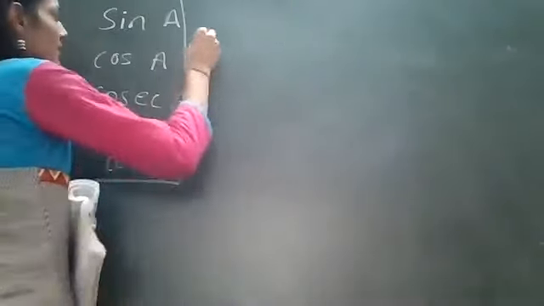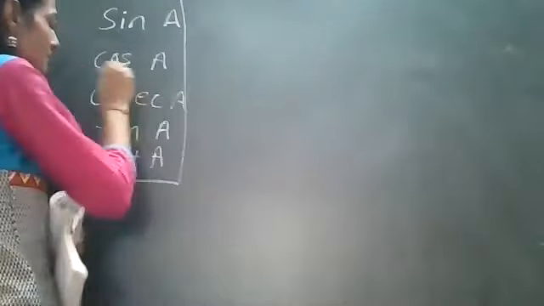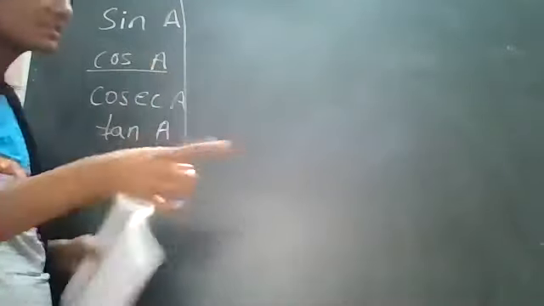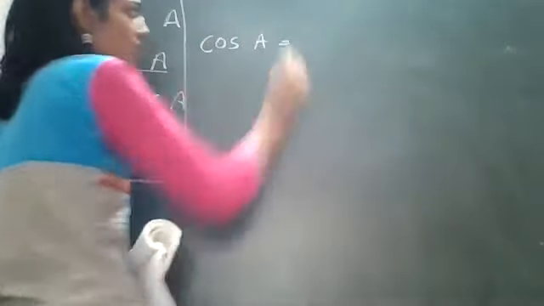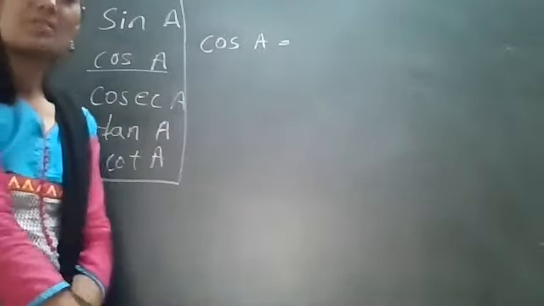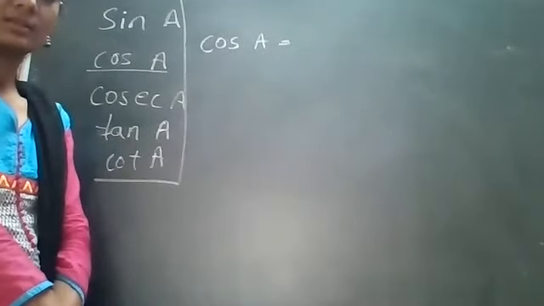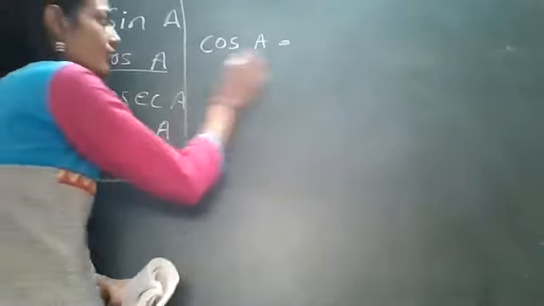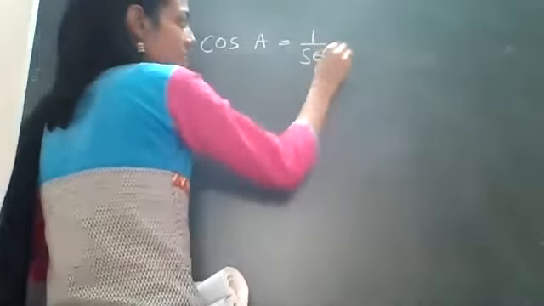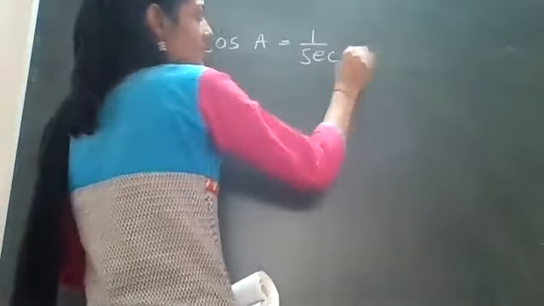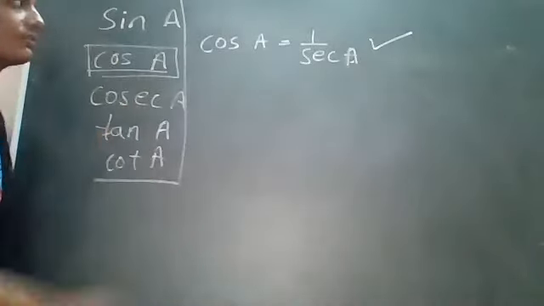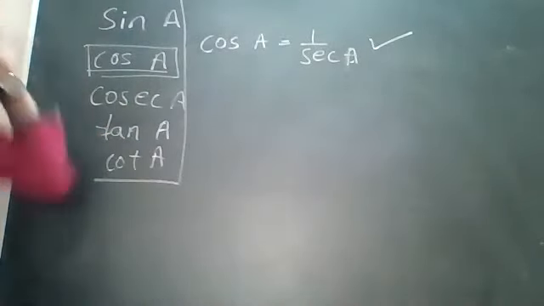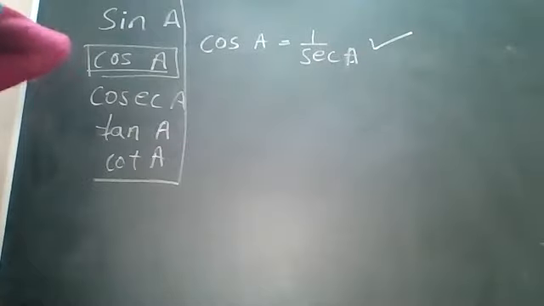So first we are finding the cos A, because the opposite of cos is sec theta. So cos A is equal to what? 1 upon sec theta. Right? Yes, cos A is equal to 1 upon sec theta. So first we have found it out. We have found out that cos A is equal to 1 upon sec A.